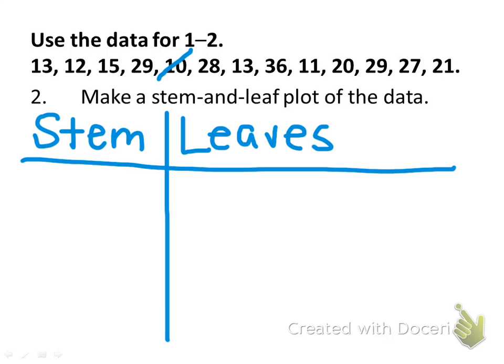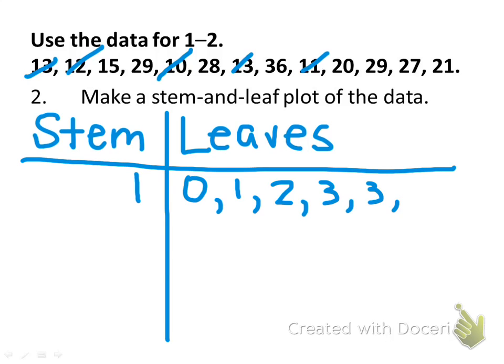So once again, I see my smallest number is 10, so I put 1, 0, comma. Next I have 11, comma. Then I have 12, comma. Notice I'm only putting the ones place. I don't have to put the tens place again. There's another 13, 15, and that's it for the tens.